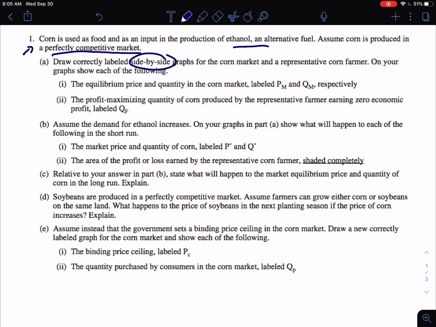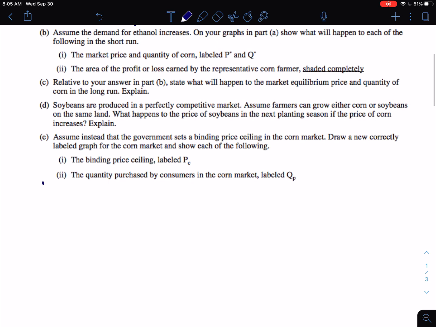We're going to do side-by-side graphs for both the corn market and one corn farmer. So first thing we'll do is draw out those two graphs, and then we're going to label the equilibrium price and quantity, PM and QM, and the profit maximizing quantity, QF. So let's see what that looks like down here. I'm going to make them relatively small because I didn't give you guys all that much room. Smaller than I would normally do it.